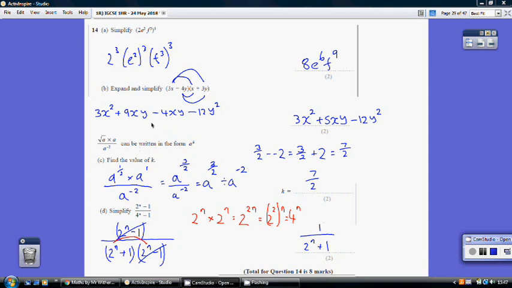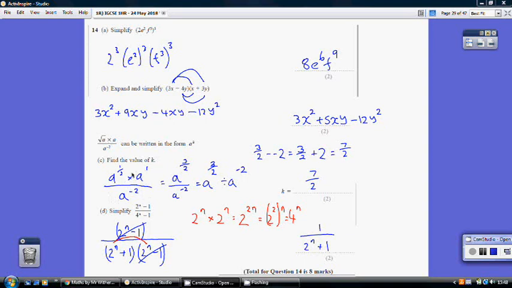Part C. We're told that the square root of a times a all over a to the minus 2 can be written in this form. And what is k? Let's rewrite this first of all, putting each of these terms in terms of its powers. The square root of a is a to the half, multiplied by a, which is a to the power of 1, and that's all over a to the minus 2.